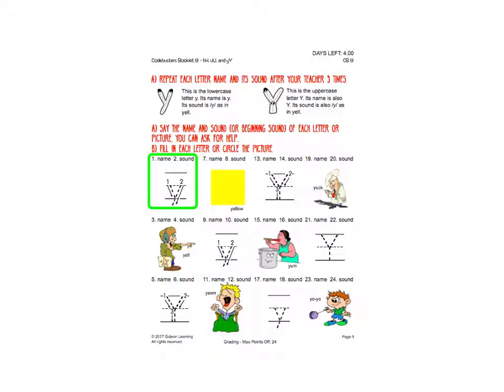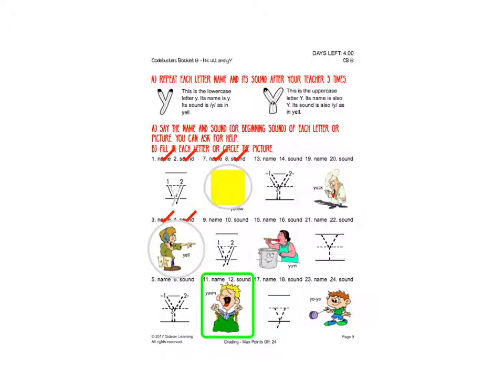This is the letter Y. Its sound is Y, and now we can write it. This is a picture of yell. Its beginning sound is Y, and now circle it. This is the picture of the color yellow. The beginning sound is Y, and now circle it.